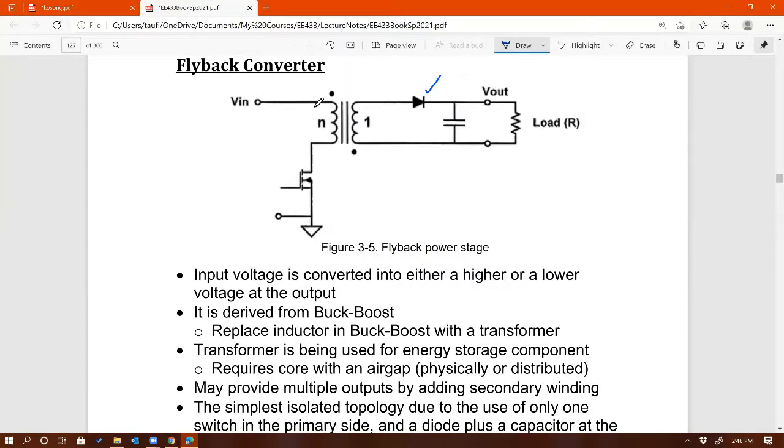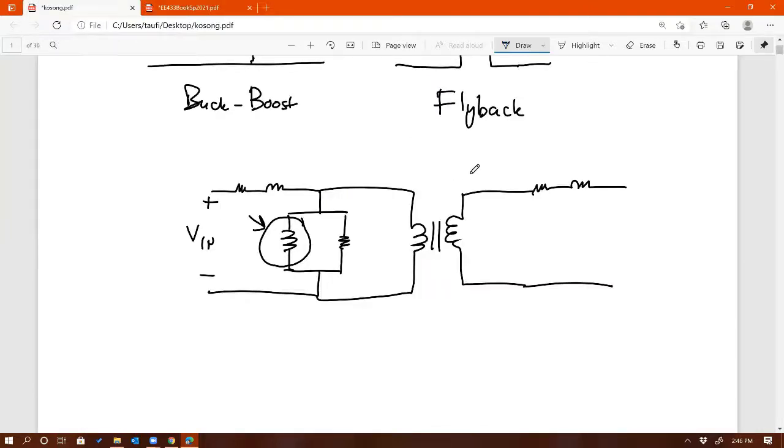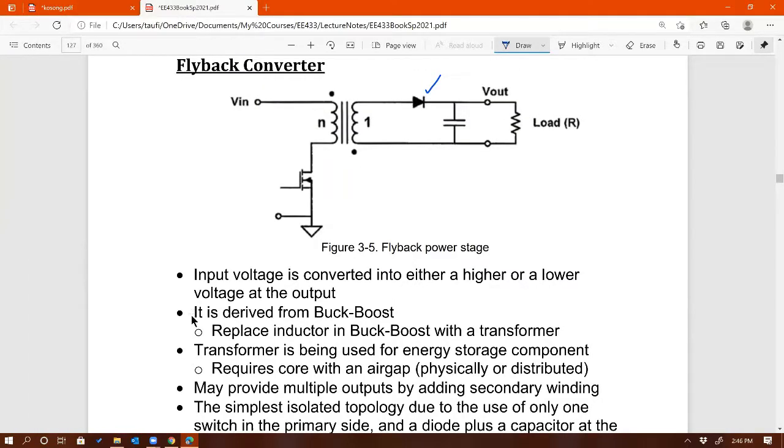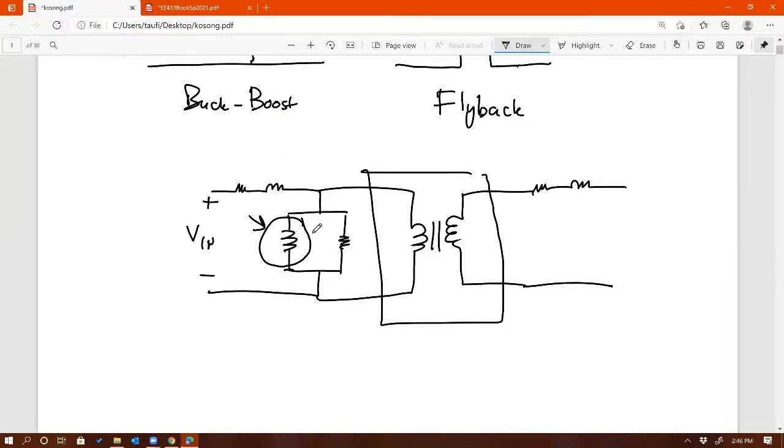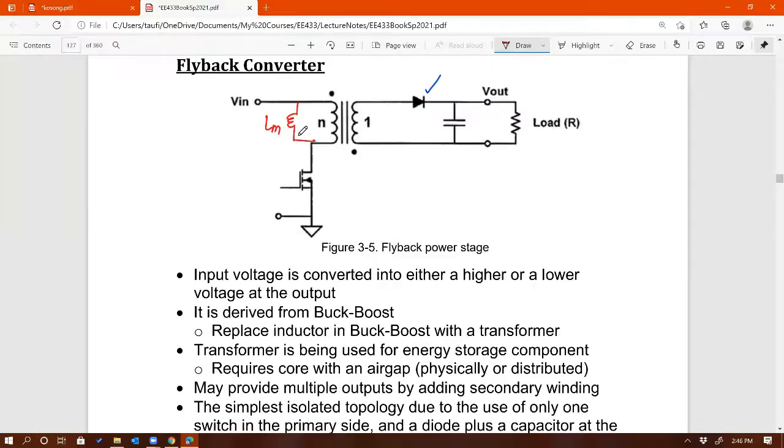What you're seeing here is just the ideal portion, this portion right here. But within this transformer, we have LM, the magnetizing inductance, which is in parallel with the windings. As you can see from here, this magnetizing inductance is in parallel with the windings. That's how I draw it.